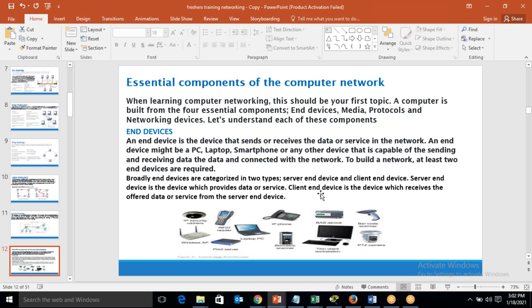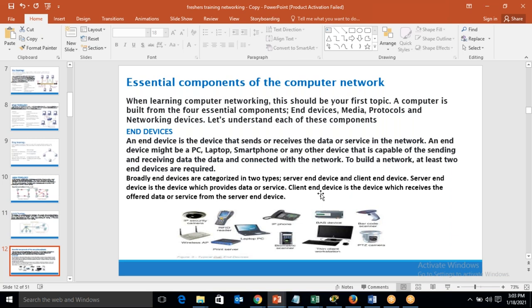Now, let us go into detail for each one. The first essential component we are taking is the end devices, Hitesh. An end device is a device that sends or receives data or service in the network. You can send data or services from which end devices? That is computer, laptop, mobile, and even your barcode scanner and IP security camera. All these things come under end devices.